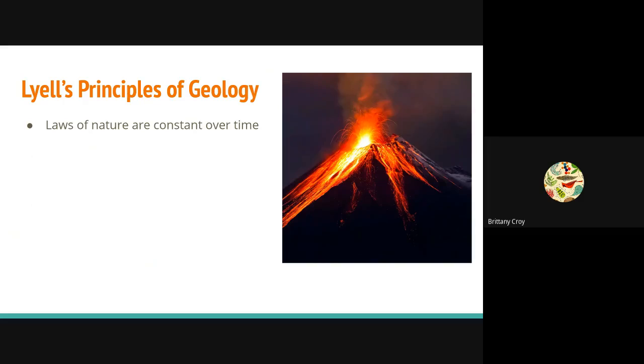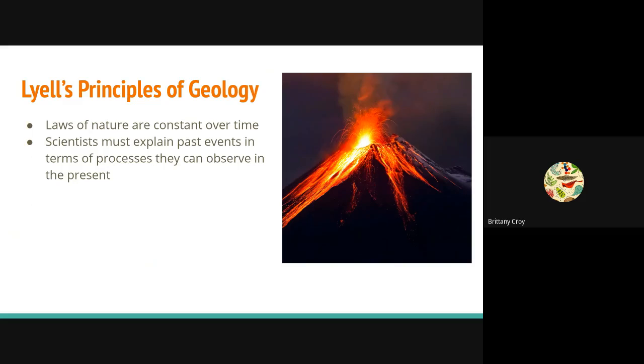Lyell had some of the same ideas, but he also talked about how the laws of nature are constant over time. For example, volcanoes have always been erupting. That's how lava ends up coming from the inside of the earth to the outside. They were erupting back then, and they're going to continue to erupt now.